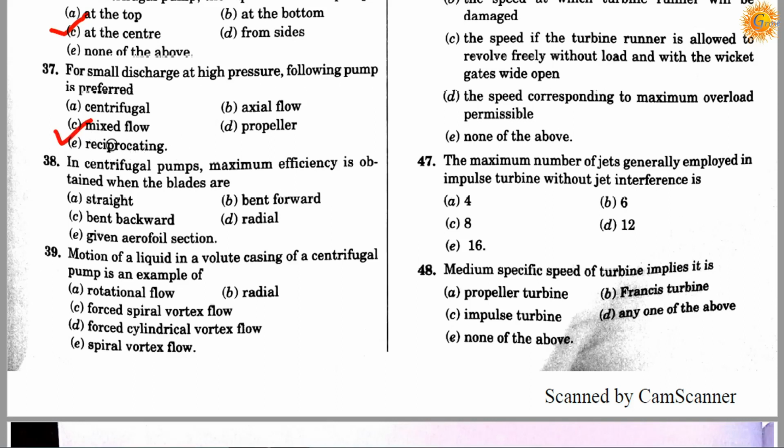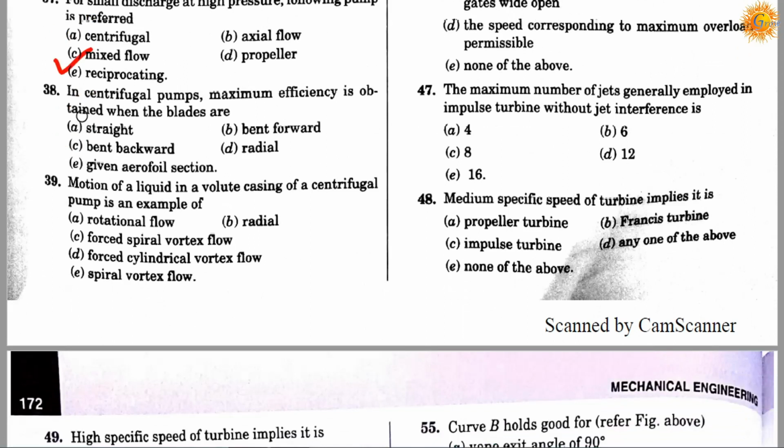Question number 38. In a centrifugal pump, maximum efficiency is obtained when the blades are: option A straight, option B bent forward, option C bent backward, option D radial, option E airfoil section. So correct answer is C. In a centrifugal pump, maximum efficiency is obtained when the blades are bent backward.